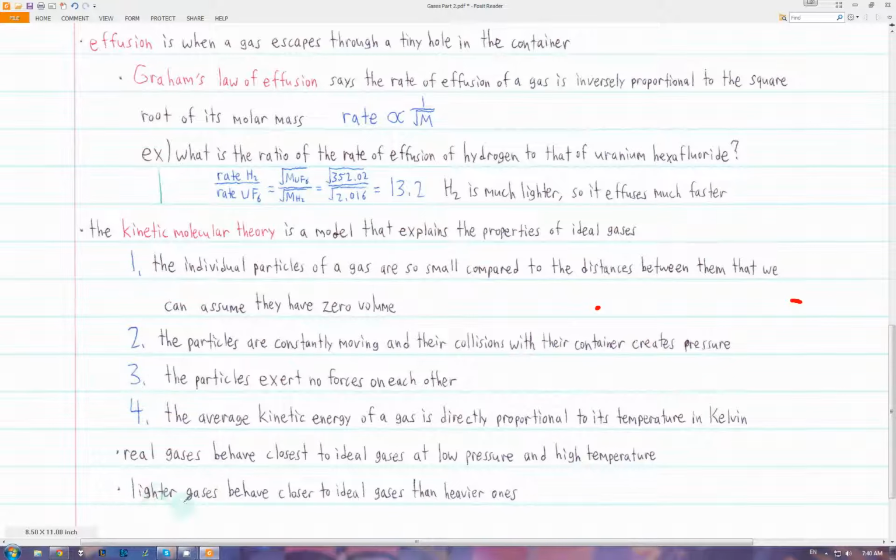And lighter gases also behave closer to ideal gases than heavier ones, because remember, we assumed that the particles have 0 volume. So we ignored the size of the particles, so the smaller the size actually is, the more accurate the ideal gas model will be.